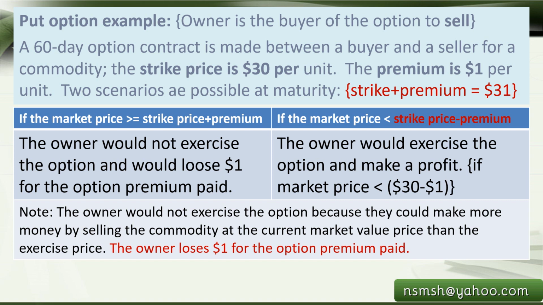If the market price is greater than the strike price plus premium, the owner would not exercise that sell option because the market price is higher. So he can sell in the market instead of exercising this option. That is the idea. He will only lose that $1 he paid as a premium. And if the market price is less than the strike price, he will sell it. The owner would not exercise the option because they could make more money by selling the commodity at the current market value in this case.